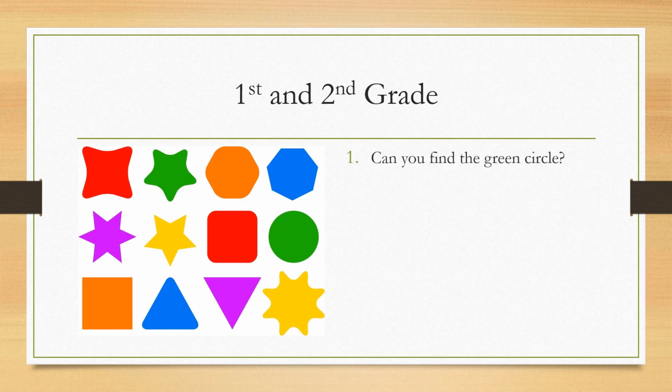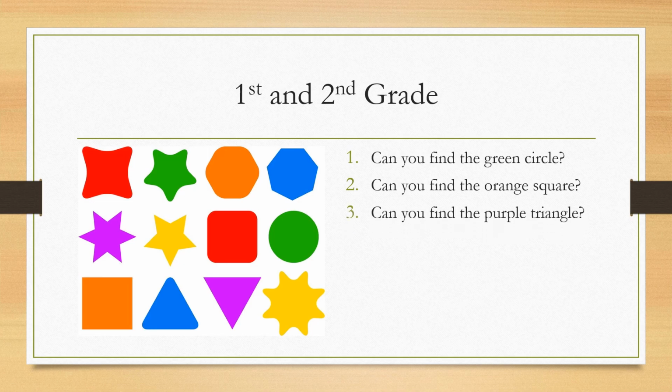Can you find the green circle? Can you point to it? I'll give you some time. Pause the video if you need to. Can you find the orange square? Can you find the purple triangle? So if you were able to find it, here's the green circle. Here's the orange square. Here's the purple triangle. Just erase those before we go to our next questions.